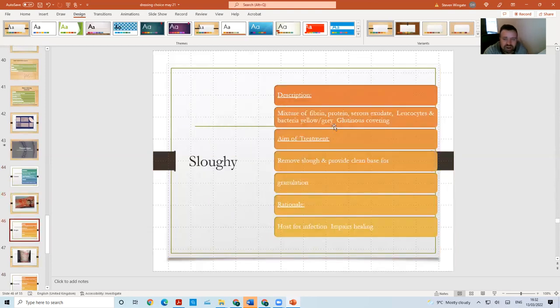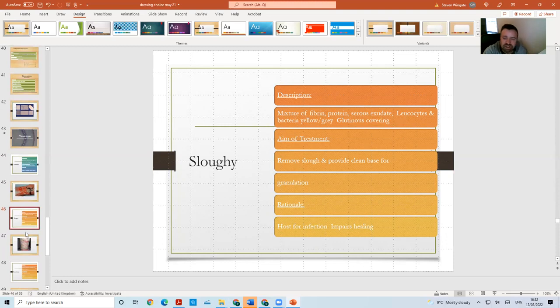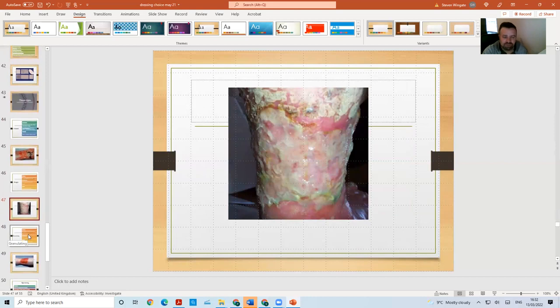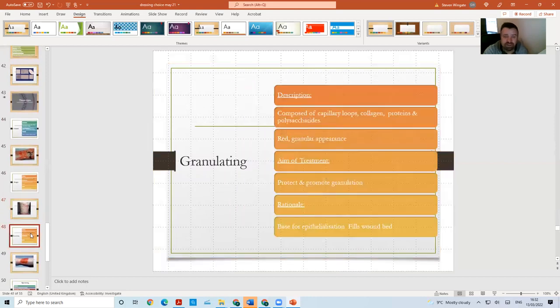Sloughing is a mixture of fibrin and proteins, serous exudate, it's grey. Treatment, remove slough and provide a clean base for granulation and healing. So if you see the sloughing, we would irrigate that, give it some kind of clean. So that's the sloughing stage. Again, we need to remove that and allow natural tissue to grow again.